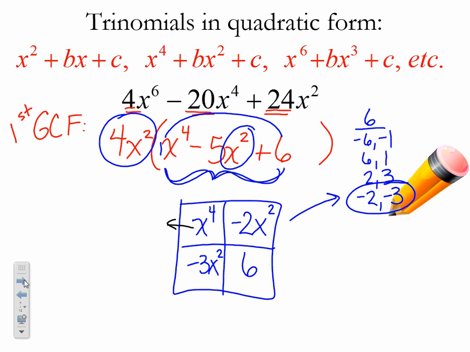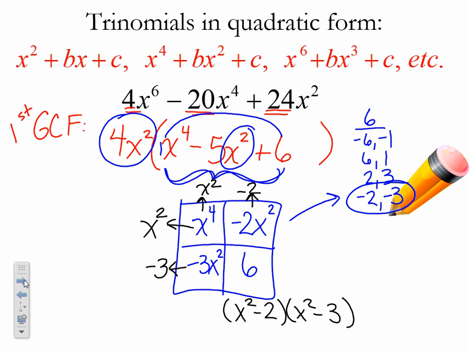So now let's do rows and columns. I'm going to take out here, just an x squared can come out of those 2 terms. These guys can be divided by negative 3. Going up here, what can I divide out of those 2? X squared. What can I divide out of those 2? Negative 2. Okay, so now our factors are x squared minus 2, x squared minus 3, and then don't forget that we've kind of ignored to this point this 4x squared. He's a part of the problem's factors. He needs to be listed as well.